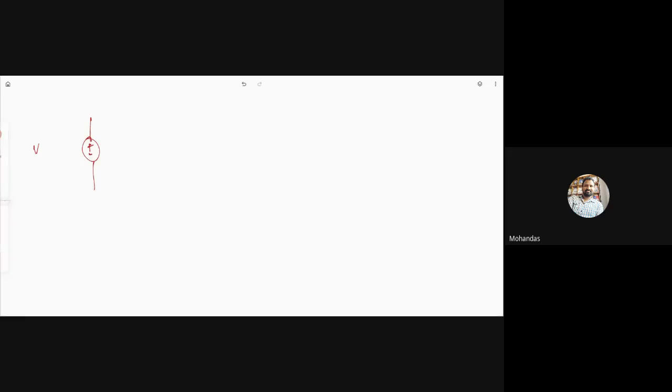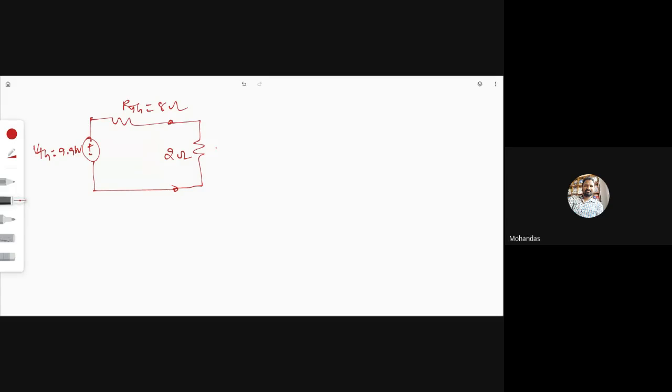Plus and minus. V Thevenin is how much? 9.96 volts. R Thevenin is 8 ohm. And reconnect the load. This is called the Thevenin equivalent circuit. What is the load resistance value? What is the value of resistance which you removed earlier? 2 ohm. And we have to calculate the voltage across this 2 ohm resistor.